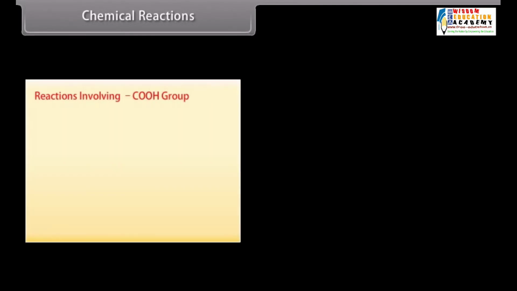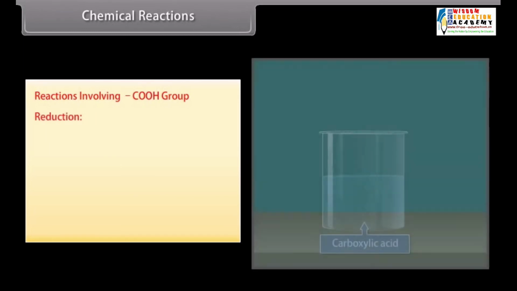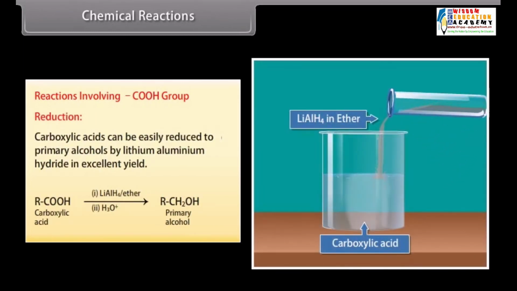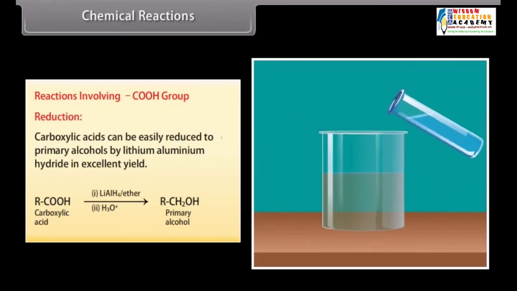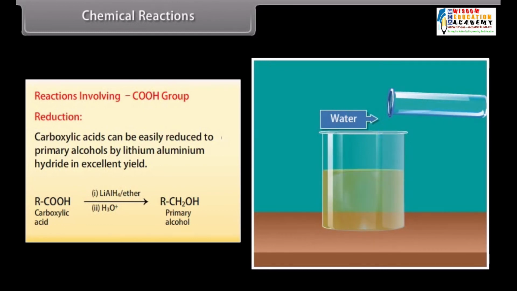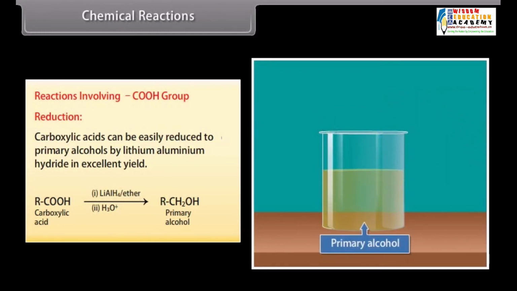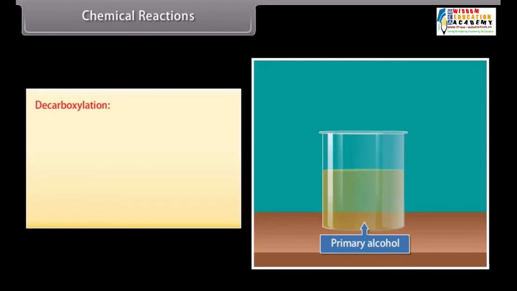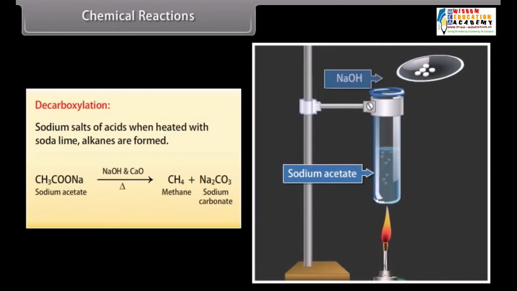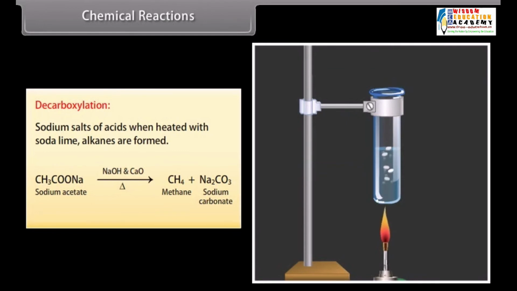Chemical reactions. Reactions involving the carboxyl group. Reduction. Carboxylic acids can be easily reduced to primary alcohols by lithium aluminium hydride in excellent yield. Decarboxylation. Sodium salts of acids when heated with soda lime form alkanes. When sodium acetate is heated with sodium hydroxide and calcium oxide, it forms methane and sodium carbonate.